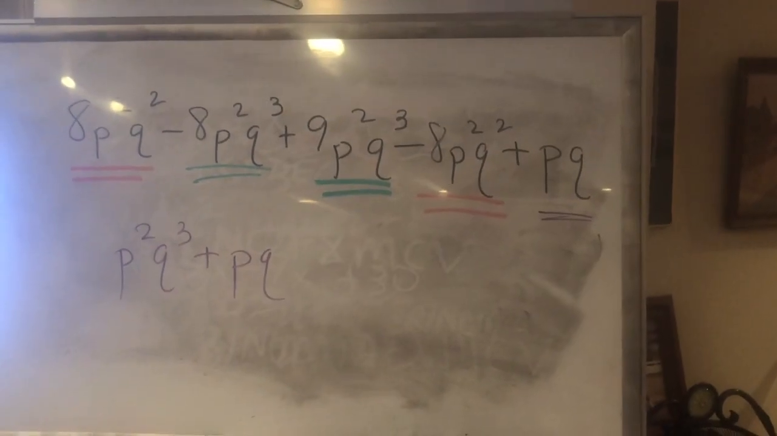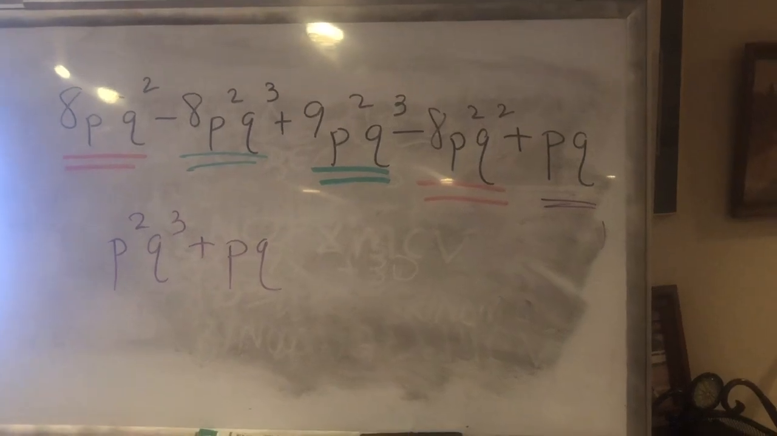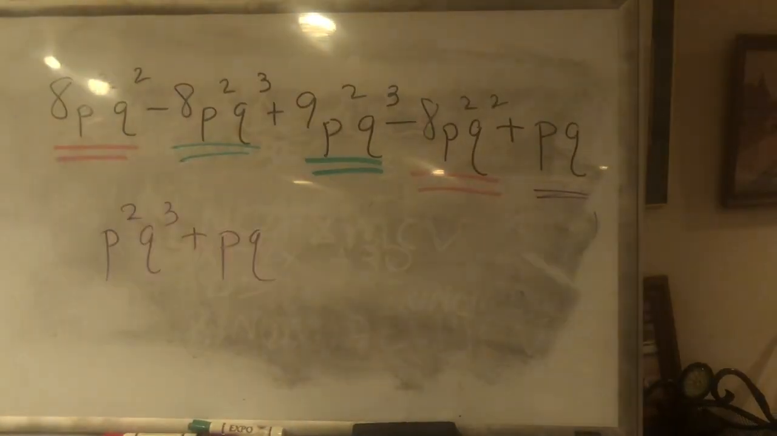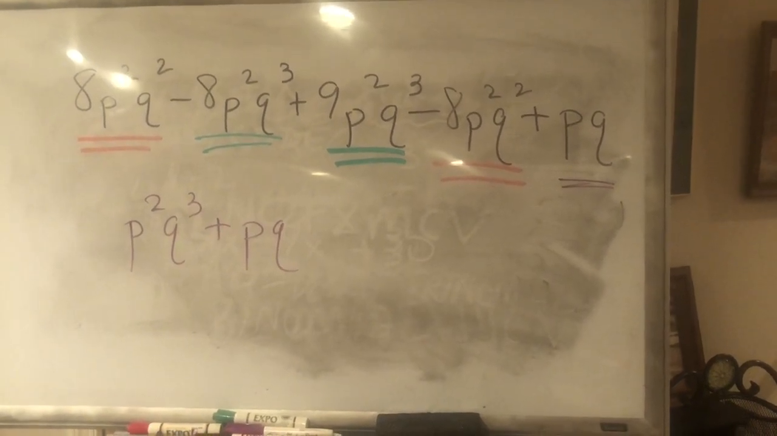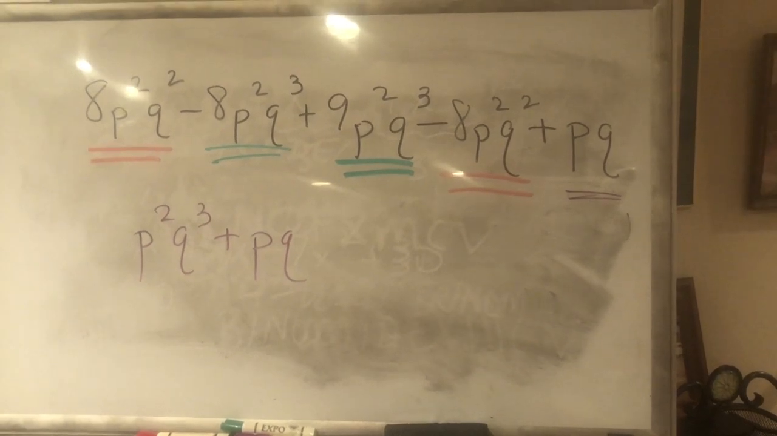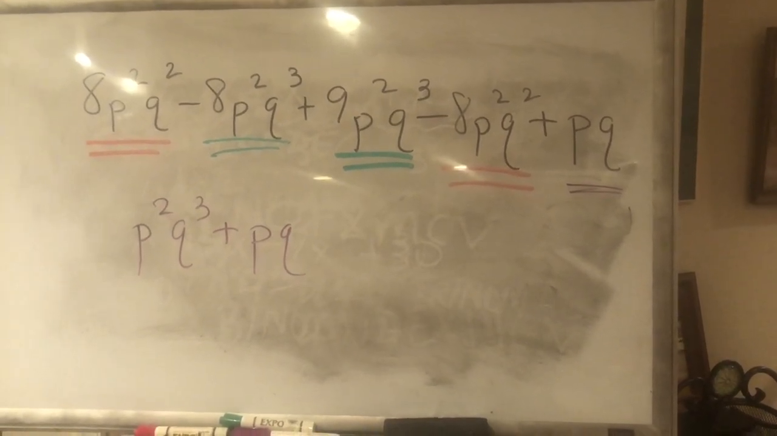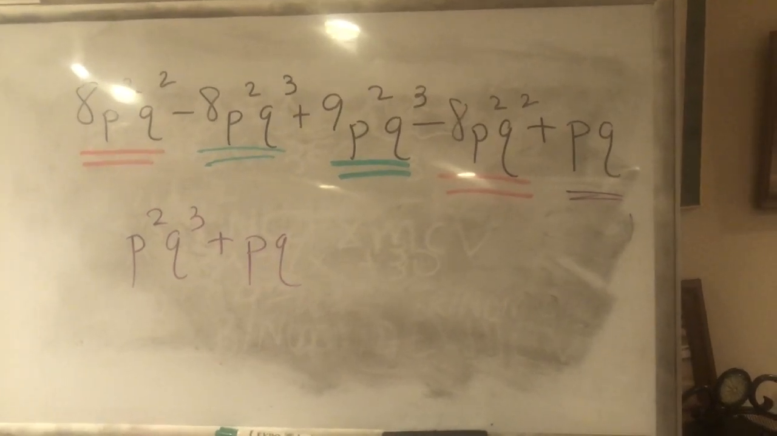Okay, how you would attack this problem is by putting the two terms that are underlined in red. They're like terms. They have a p squared and a q squared. So we would put those two together. When you take their coefficients, 8 minus 8, you would get 0 p squared q squared. Mind your p's and q's. Okay, so that would be eliminated.